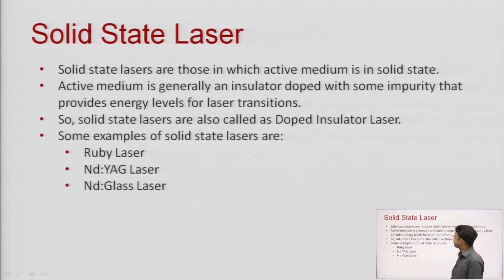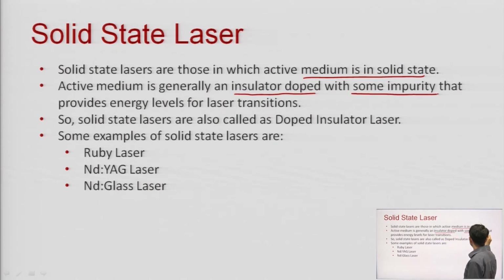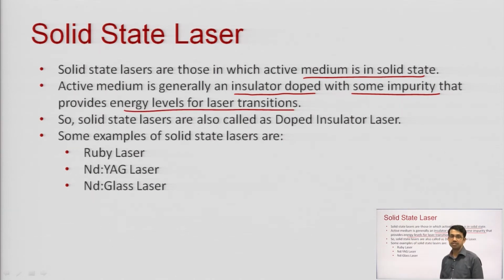So, solid state lasers, in which the active material is in solid state. It is generally an insulator doped with some impurity that provides energy levels for laser transitions. So, we need energy levels for laser transition. We have seen 2, 3 and 4 energy level systems, and how lasing action is performed in them.